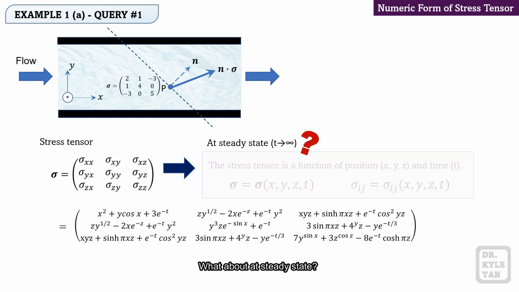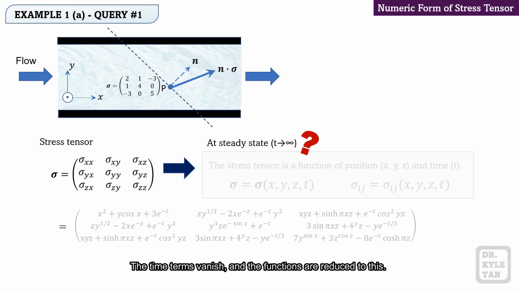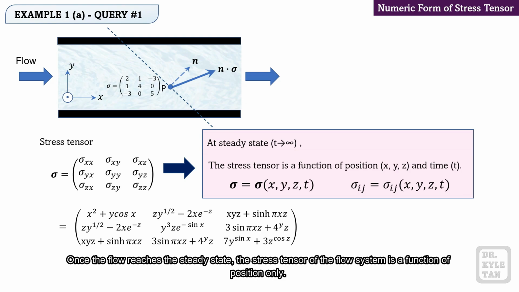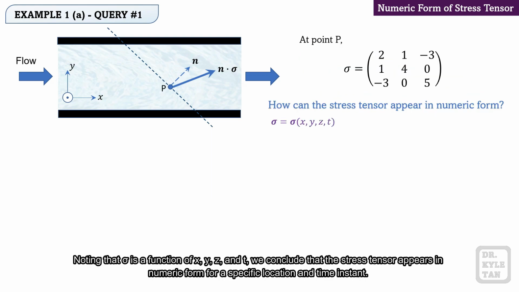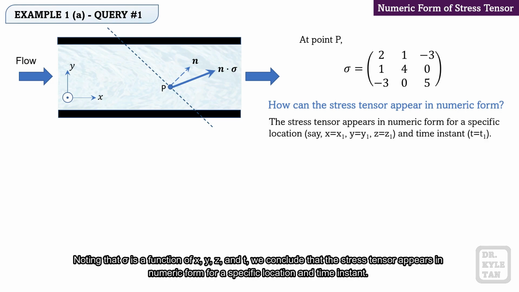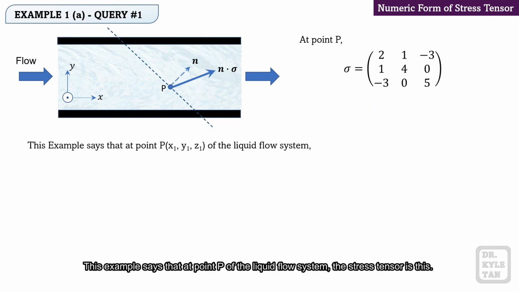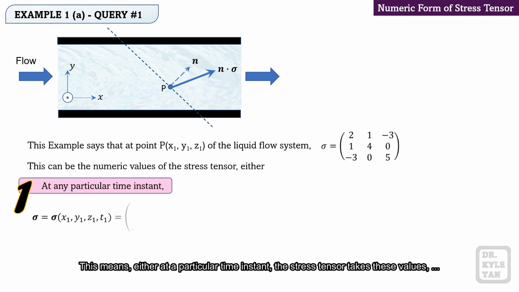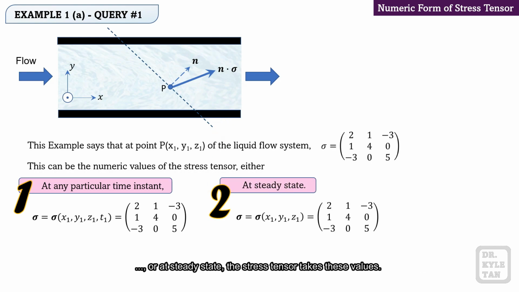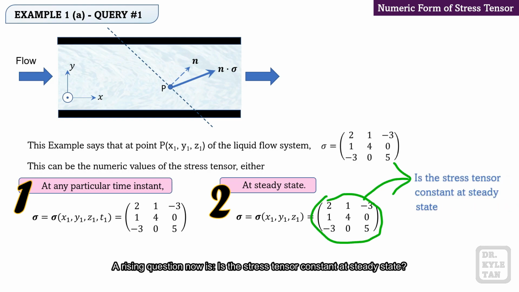What about at steady state? The time terms vanish and the functions are reduced to this. Once the flow reaches the steady state, the stress tensor of the flow system is a function of position only. Noting that sigma is a function of x, y, z, and t, we conclude that the stress tensor appears in numeric form for a specific location and time instant. This example says that at point P of the liquid flow system, the stress tensor is this. This means either at a particular time instant, the stress tensor takes these values, or at steady state, the stress tensor takes these values. A rising question now is the stress tensor constant at steady state?